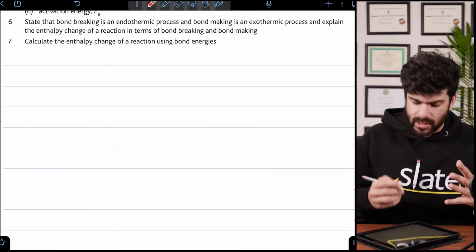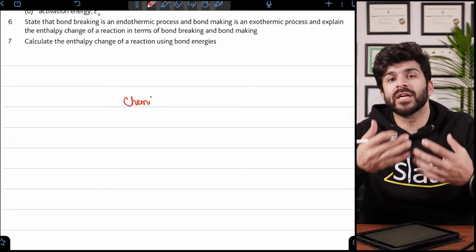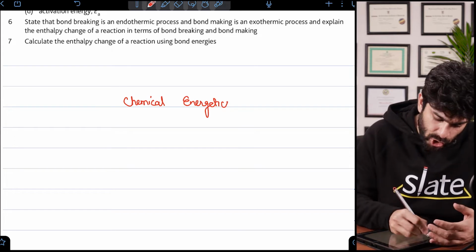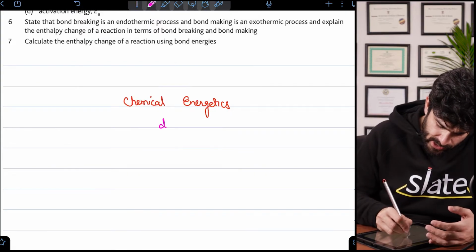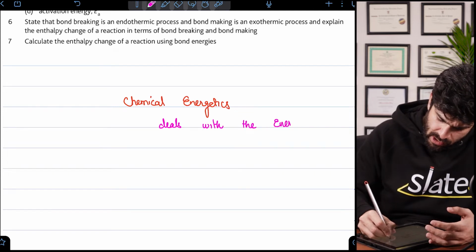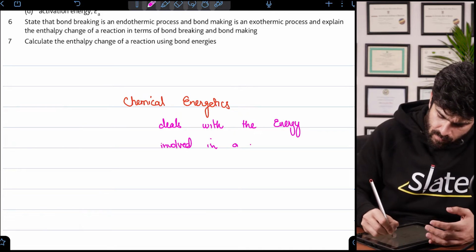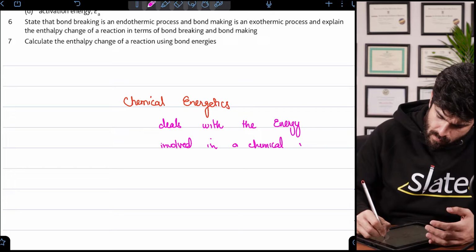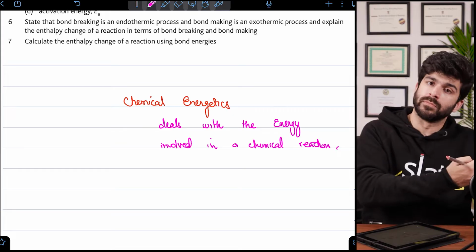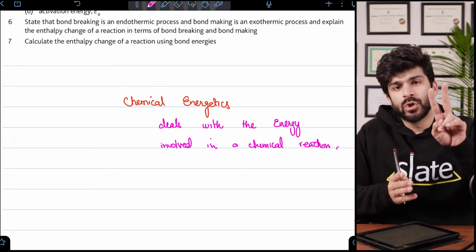So in chemical energetics, we talk about the change or the energy involved in a chemical reaction. So chemical energetics deals with the energy involved in a chemical reaction. Energy can come in the system, energy can leave the system. It can either enter or exit. On that very basis, we have two types of reactions.